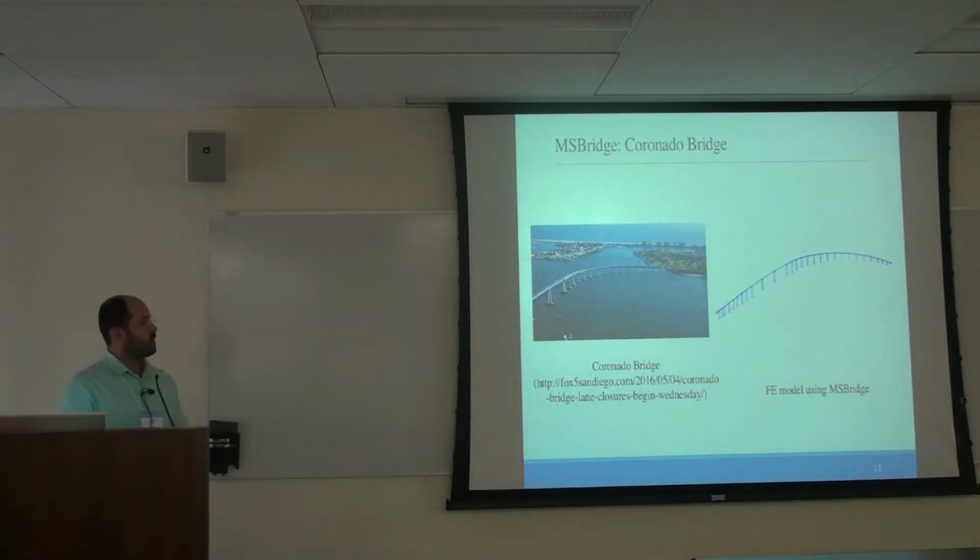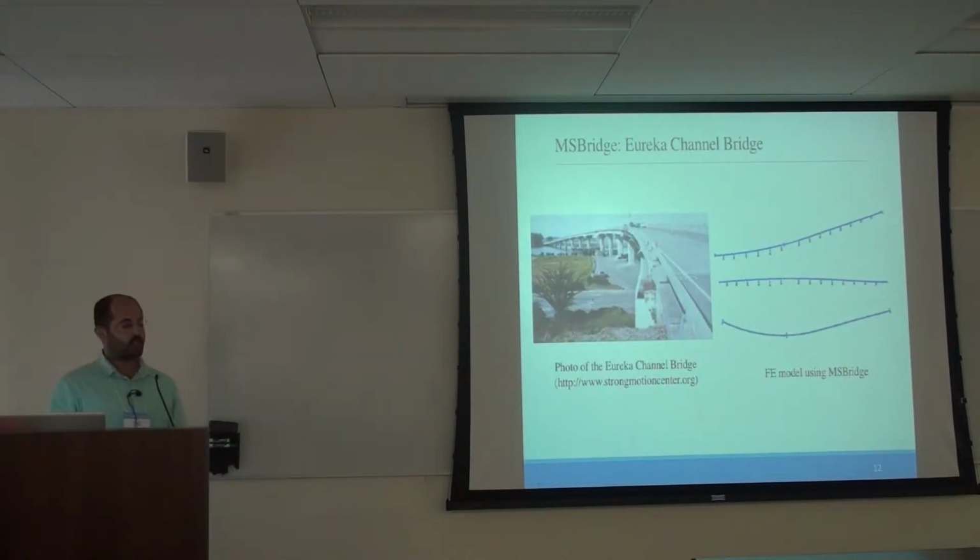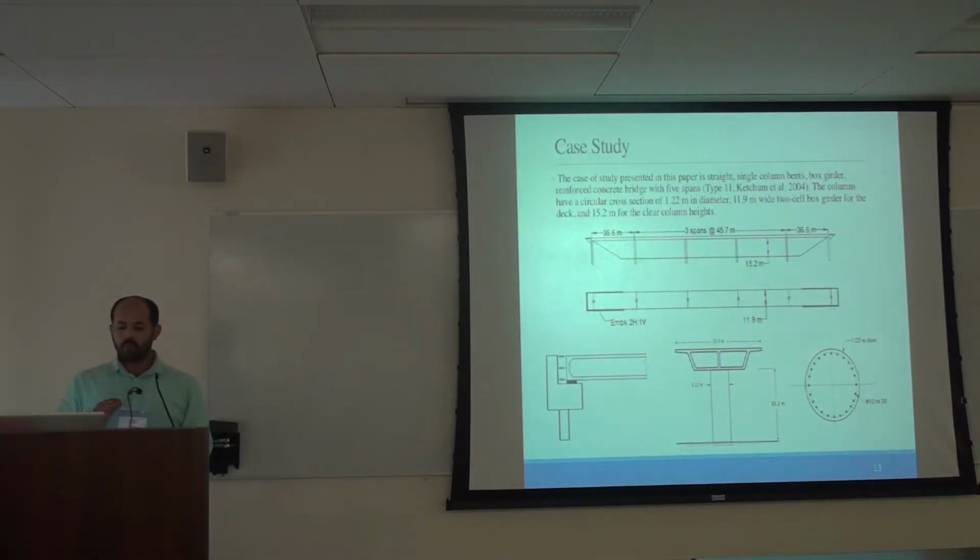Using MS Bridge, we modeled real case bridges, Coronado Bridge in San Diego, and Eureka Channel Bridge in Northern California. I can go very quick in a case study. We have this case study, a single column, a straight box girder reinforced concrete, 5 span, known as Type 11 in Ketchum et al. 2004. You can see seat type abutment, box girder, and circular column.